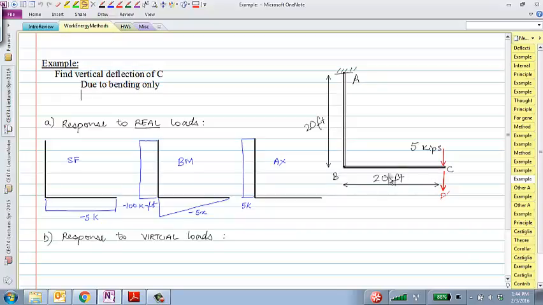We already know what the bending moment diagram looks like. I have the axial force diagram and the shear force diagram as well. We won't use that for now. We'll do that in a little bit. And since we want to find the vertical deflection at C, we are applying a vertical P prime load at C as well.